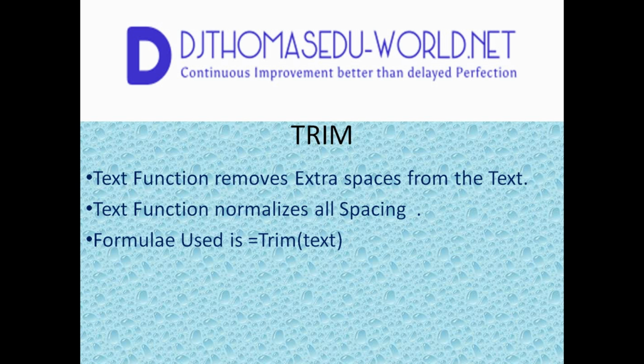Let's move on to the second function, trim. What does trim do? This text function removes the extra spaces from the text. The text function normalizes all spaces. The formula used here is equals trim, and choose the text. Let's see how it is performed in Excel.